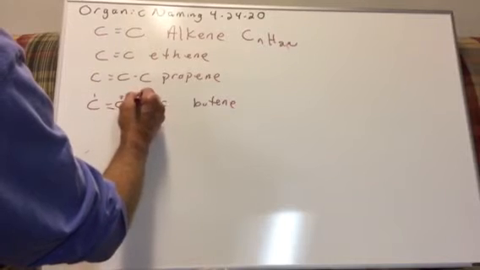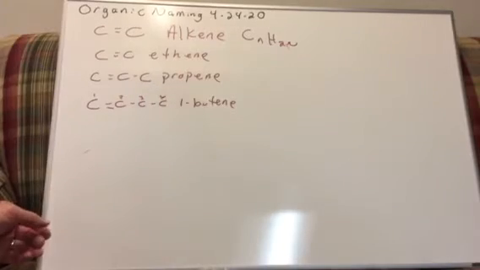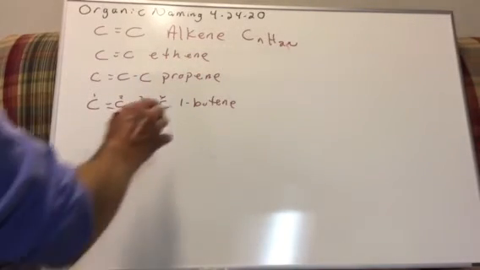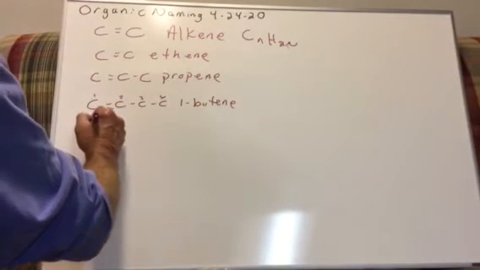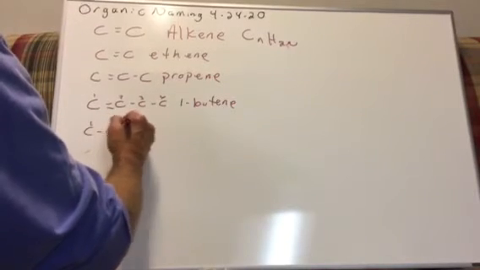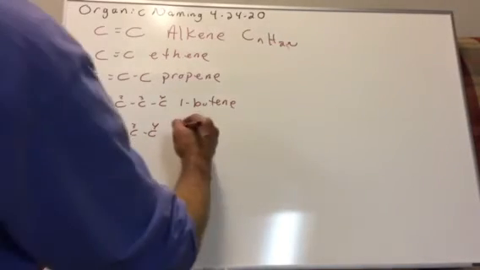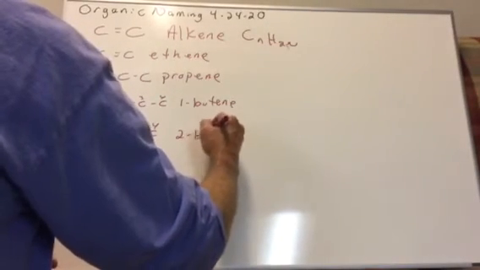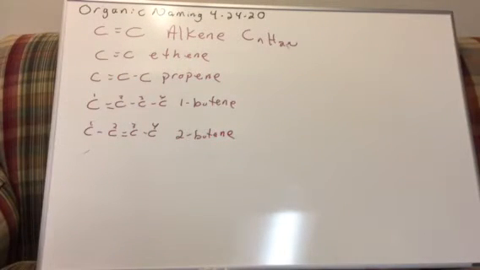1, 2, 3, 4. So this one would be 1 butene. We're saying that this is a butene. So that's 4. It's got 1 double bond and it's located on the first carbon. We need to distinguish that between 1, 2, 3, 4, between this particular molecule, which would be 2 butene. Okay? So as you can see, then the naming can get a little bit more involved.